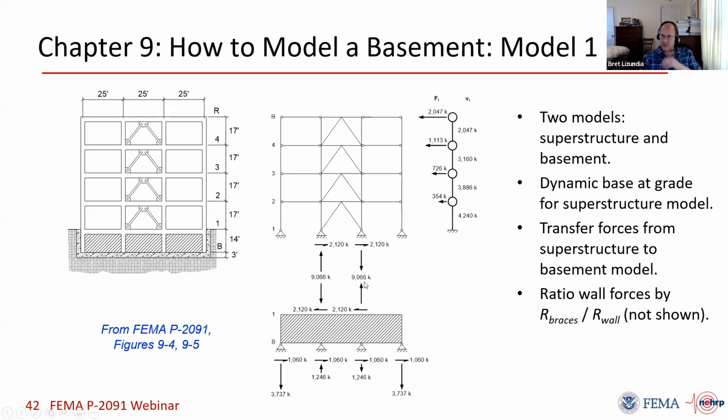Okay, so let's apply model 1, the fixed base one, and let's think about how you would figure out the loads on the basement. So this is sort of a 2-model kind of approach. The first model is the superstructure from the ground surface up. You figure out your base shear, you figure out your story forces.